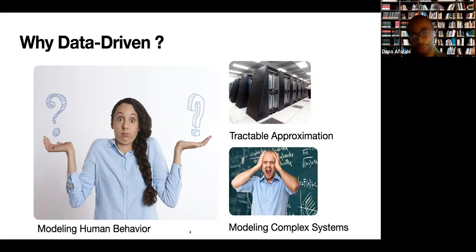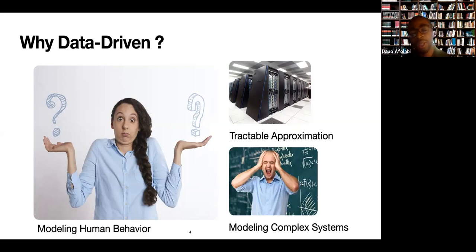Now, just my philosophy in general is not data-driven everything. I understand and I advocate for balancing between data-driven approaches as well as modeling physical systems. And I think they're very complementary in the sense that we should take advantage of both whenever we can.